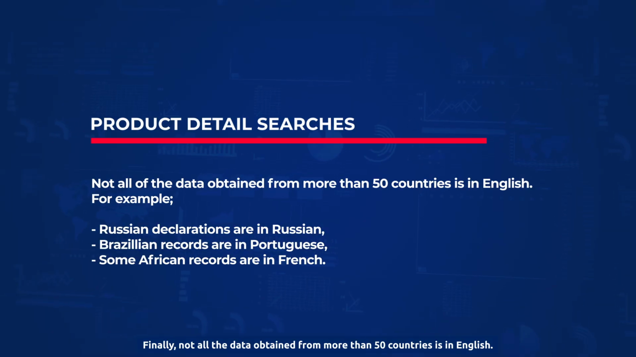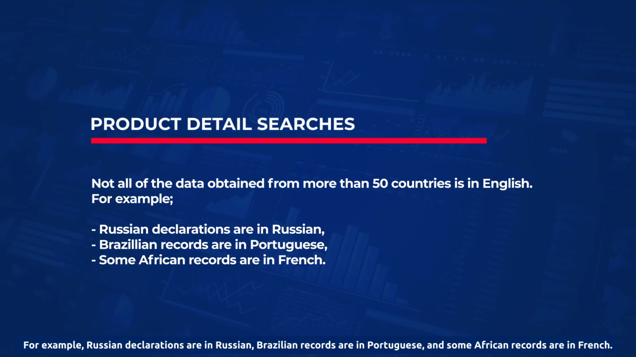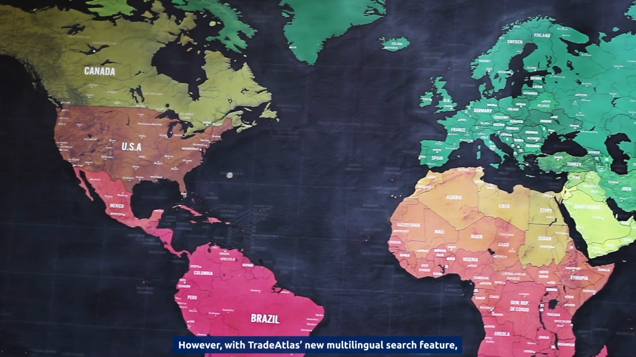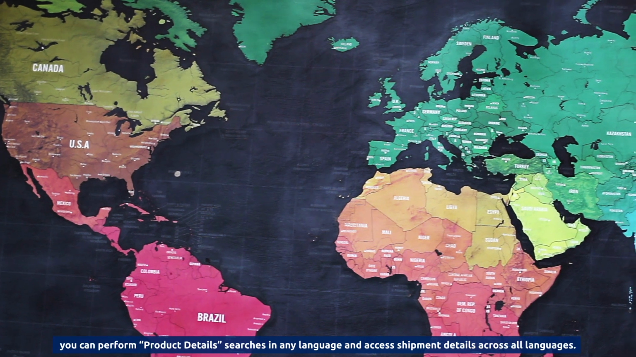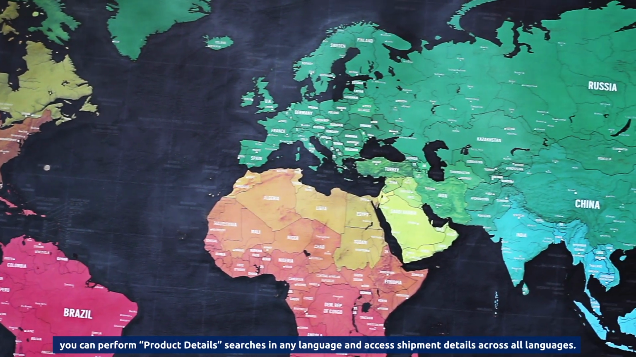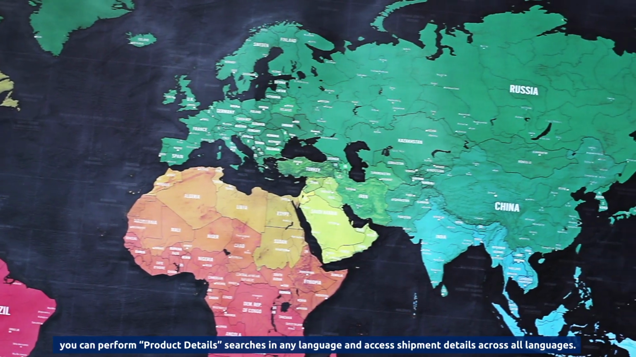Finally, not all the data obtained from more than 50 countries is in English. For example, Russian declarations are in Russian, Brazilian records are in Portuguese, and some African records are in French. However, with Tradeatlas's new multilingual search feature, you can perform product details searches in any language and access shipment details across all languages.